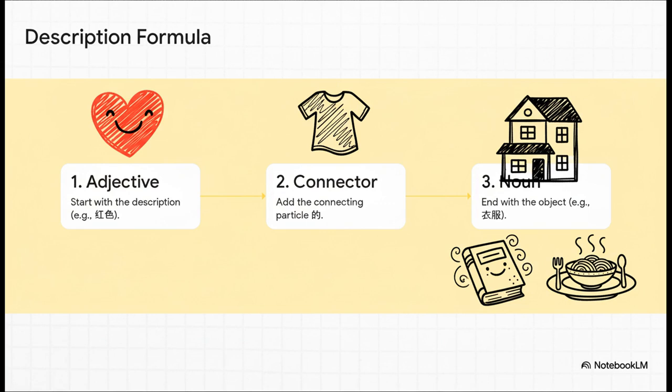And what this gives us is a simple, incredibly powerful, and totally reusable formula. You just take your adjective, add the 的, and then put your noun, 红色的衣服. This is a real game changer. You can use this pattern to describe pretty much anything, a big house, an interesting book, you name it. This is a foundational structure you are going to use all the time.